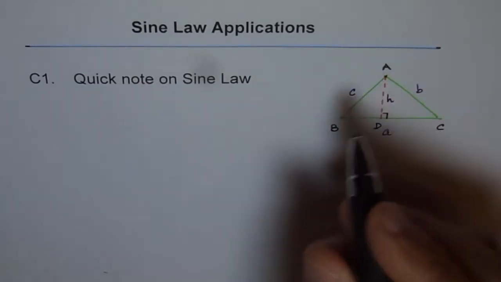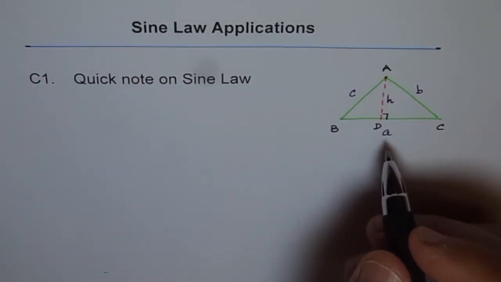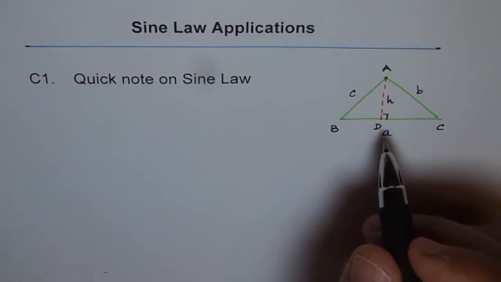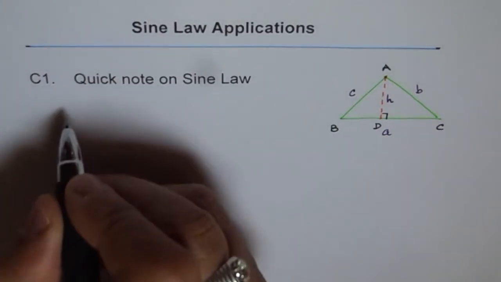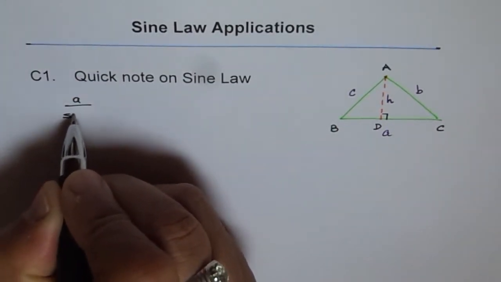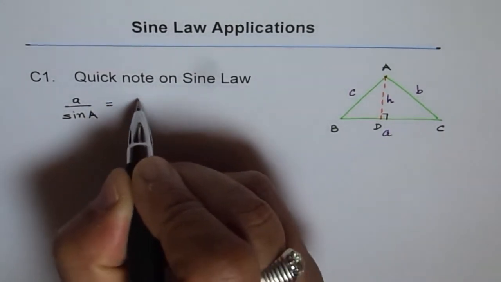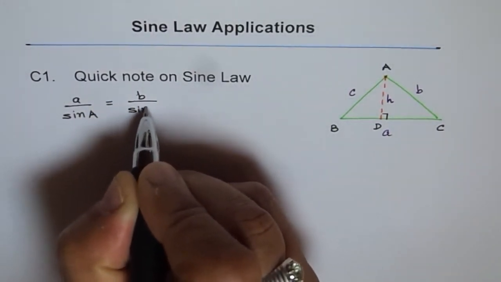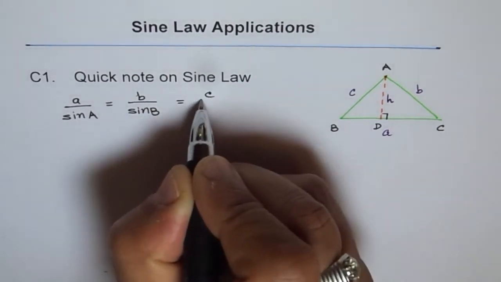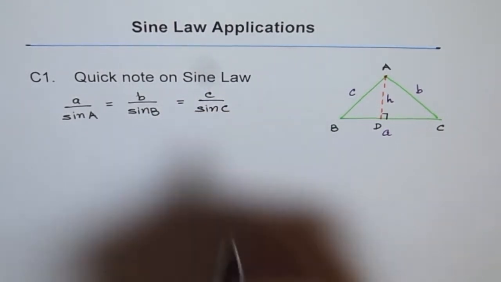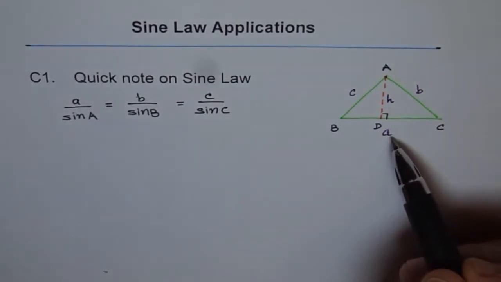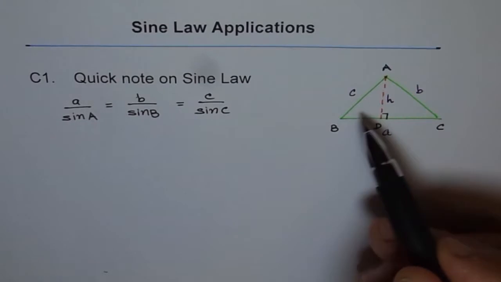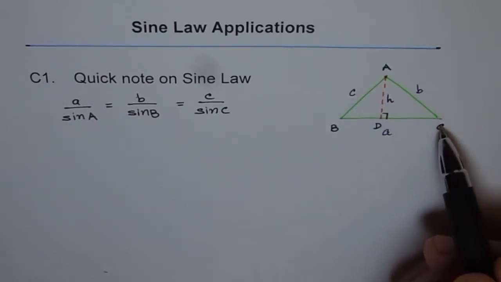In any triangle which is given to us, sine law is the ratio of the side's length with the sine of the angle on the opposite side, right? So here we can write sine law as a over sine A equals b over sine B equals c over sine C, right? So basically you have to see the opposite side: a over sine A, b over sine B, c over sine C.